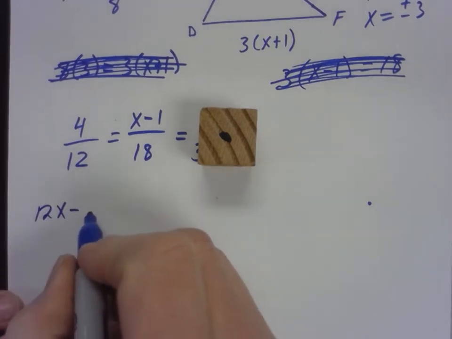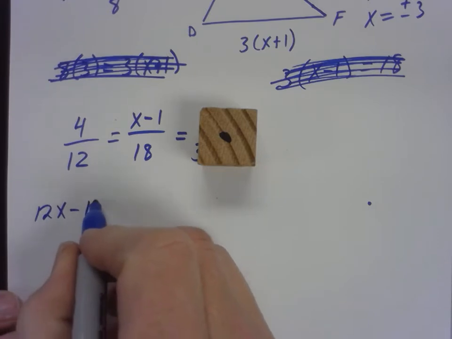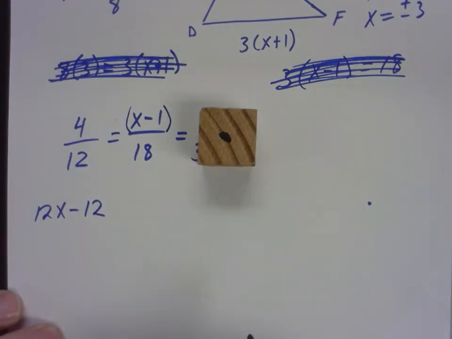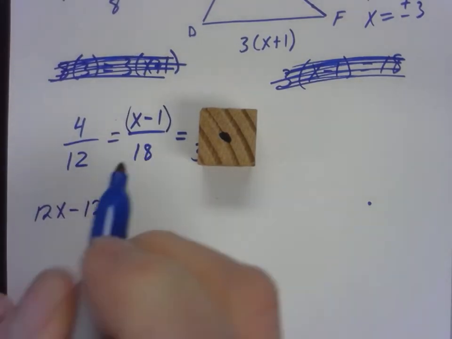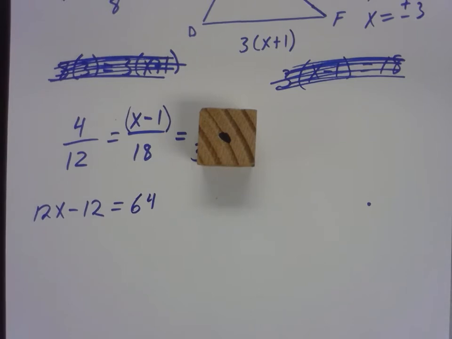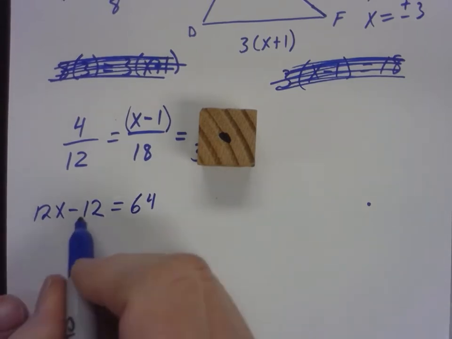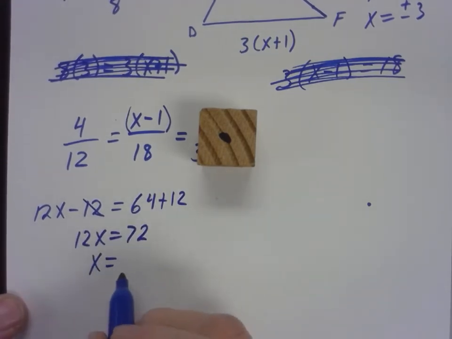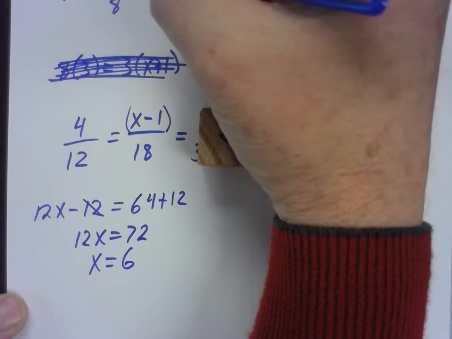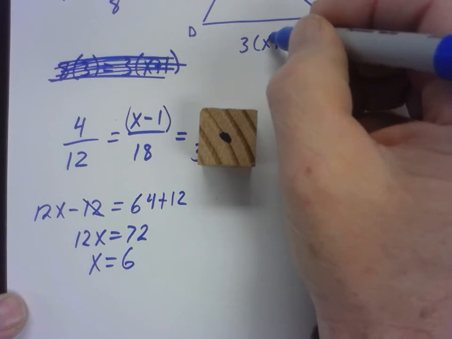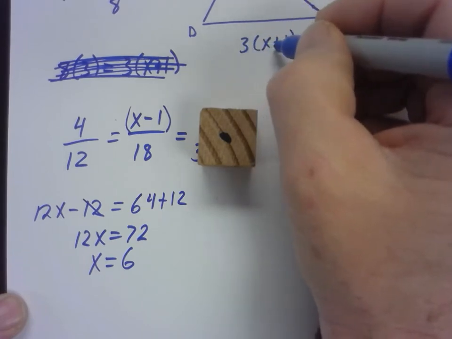12x subtract 12. Now subtract 1, subtract 12. There are parentheses around that fraction line. Equals 18 times 4. Isn't that 40 plus 24? Yeah? Okay, we can solve this for x. So we can add 12 to both sides. 12x equals 72. 72 divided by 12, isn't that 6? Okay. So that would make this side right here 5. And it would make this side 6 subtract 1, which is 5 times 3 would be 15.